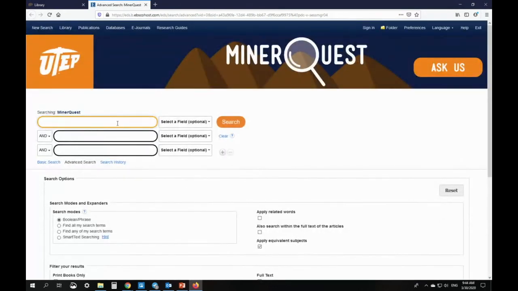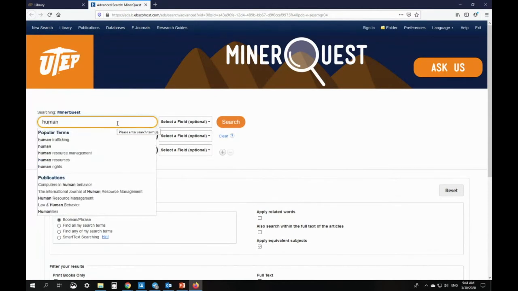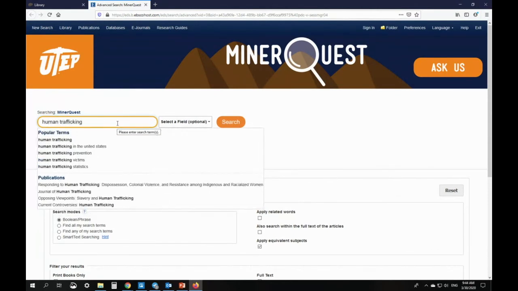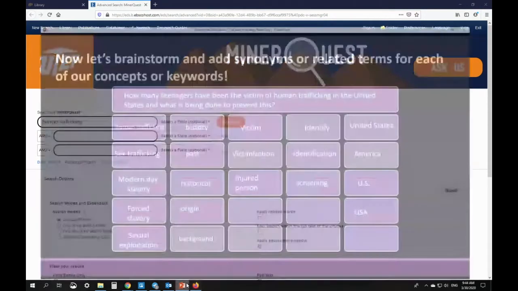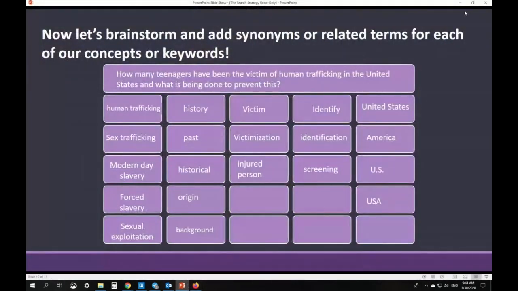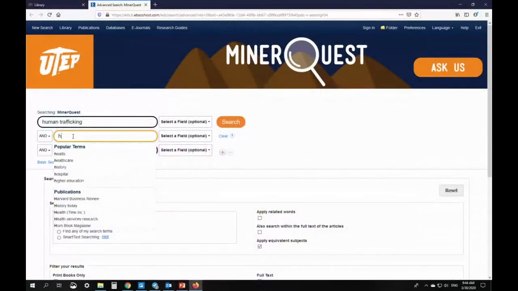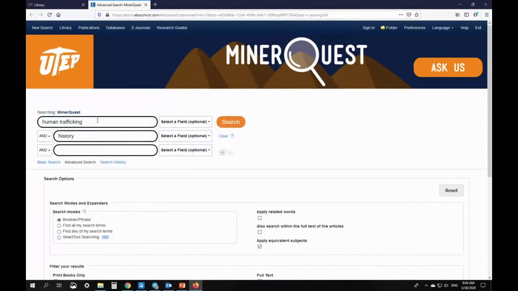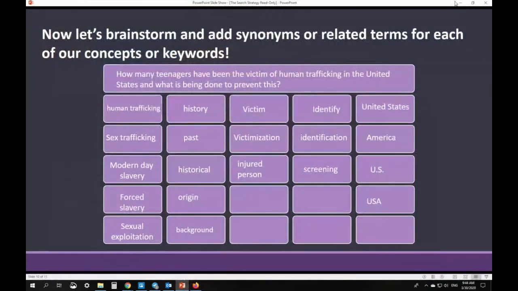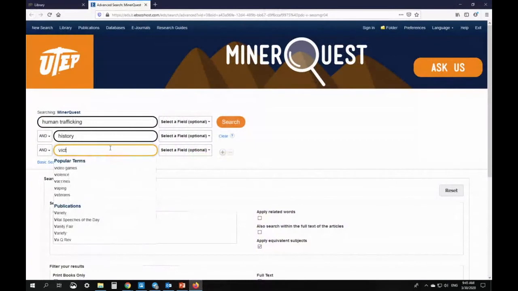This is MinerQuest, so we know that our first concept is human trafficking. Our second one is history. I'm going to type history. So here I'm telling the database that I want information on human trafficking and history and victim.